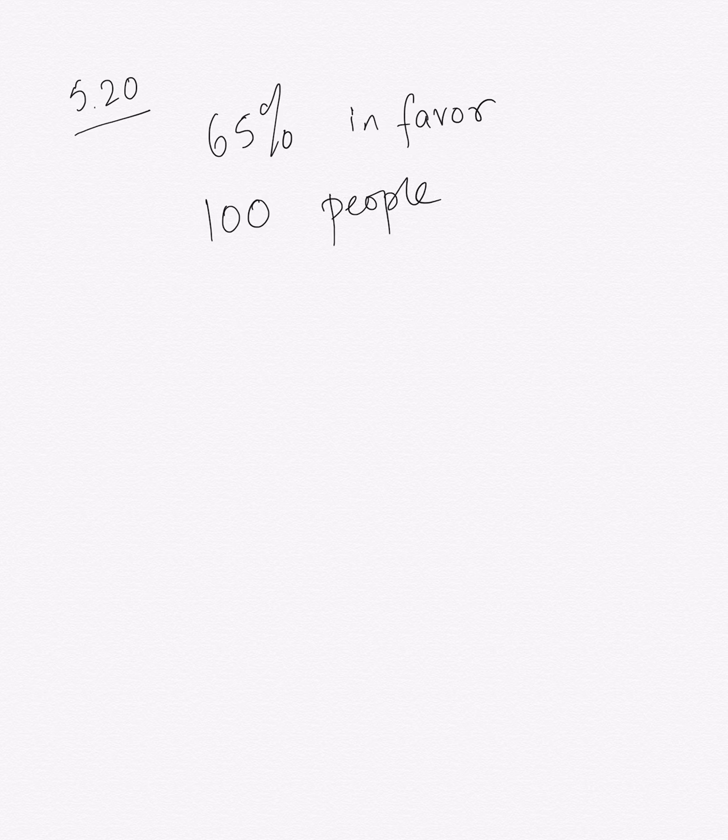So 65% of the population in a large community is in favor of the proposed rise in school taxes. You want the probability that, if you have a sample of 100 people, at least 60 are in favor of the proposition. Okay, so let's try and figure this out. What do you have? You have 65% in general in favor. There's a total of 100 people in the sample. And you want the probability that at least 60 are in favor.